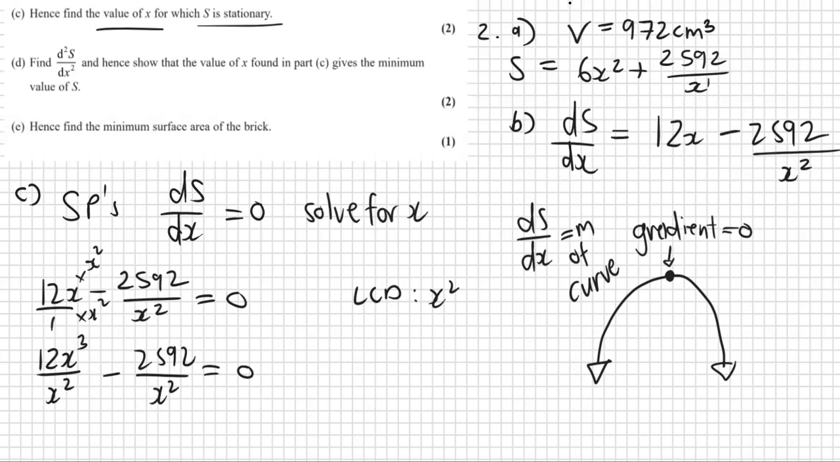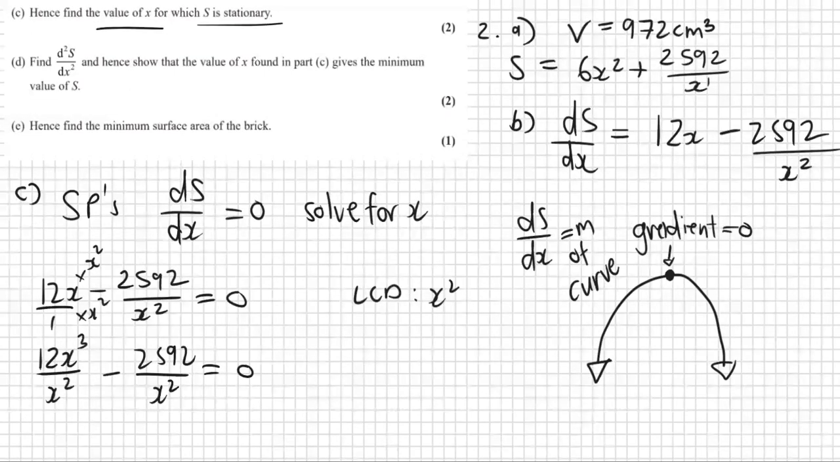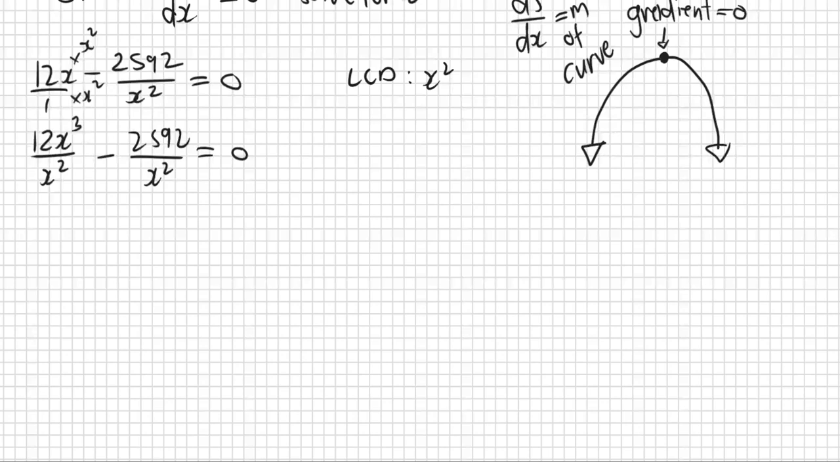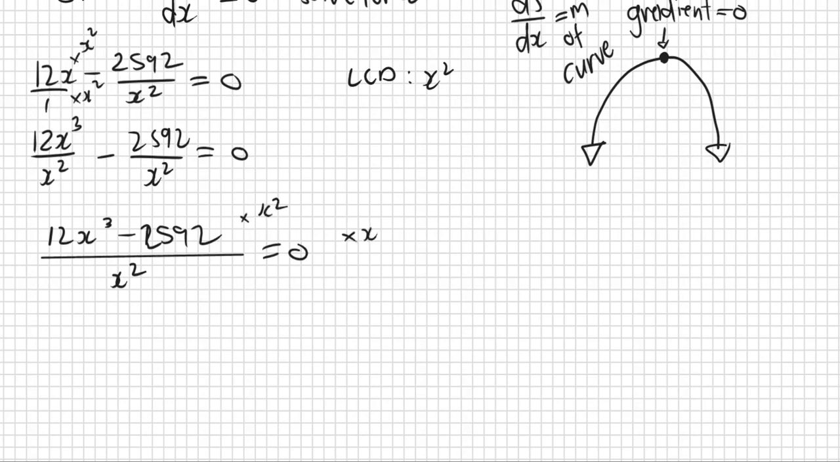Right, so now we want to simplify that further. Let's see, we have 12x cubed minus 2592 all over x squared equal to 0. So from here, if we times both sides by x squared, well, 0 times x squared is still 0. So we cancel it out. 12x cubed minus 2592 equals 0.